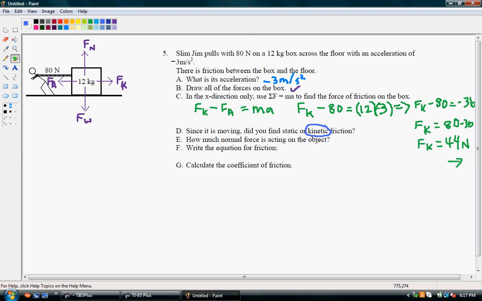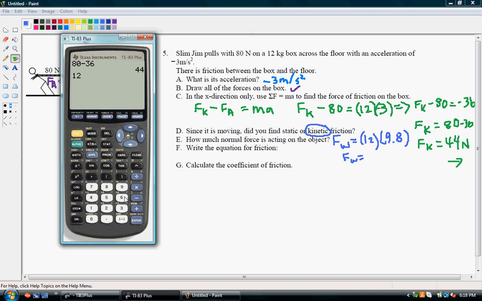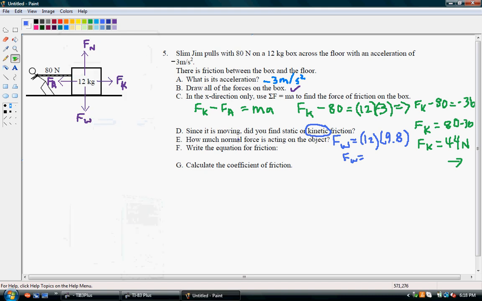And how much normal force is acting on the object? Well, the normal force is going to be equal and opposite to the force of weight because we have no additional forces in the y direction. So if the force of weight is mass, which is 12, times gravity, which is 9.8, then our force of weight equals 117.6. And since it's a force of weight, this is newtons down.